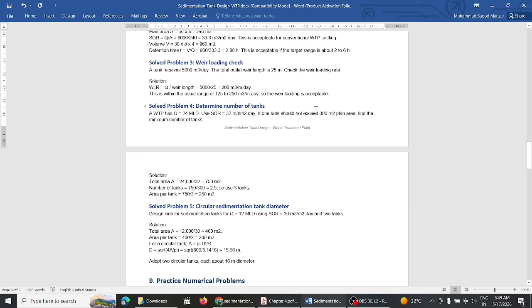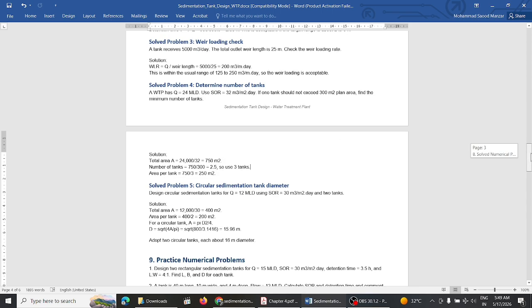SOR is given. If one tank should not exceed this area, find the minimum number of tanks. So the total area is what? Q upon SOR, and Q is given. So the area is this one. So the number of tanks is how much? The total area upon the one area. So now the number of tanks is 2.5, so we will say that we have 3 tanks.